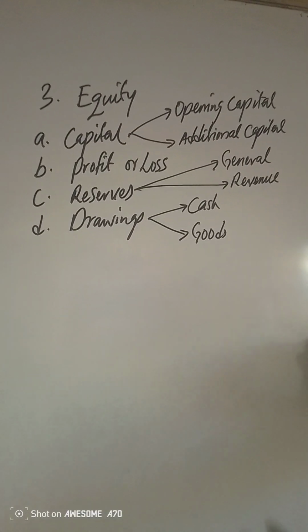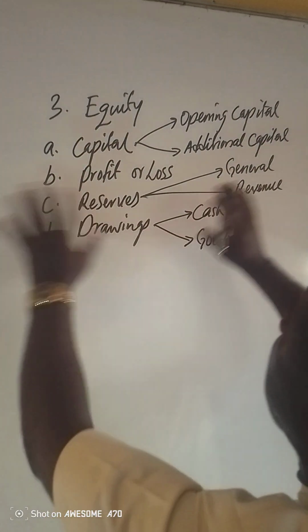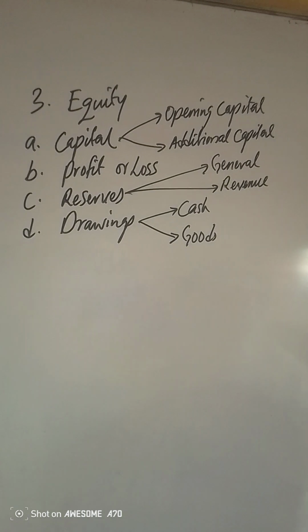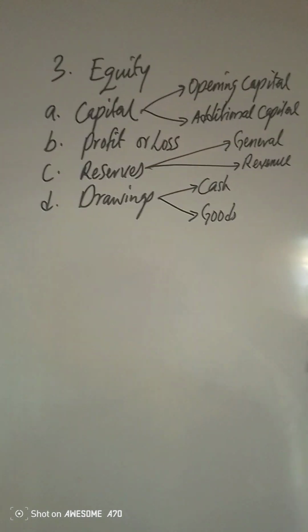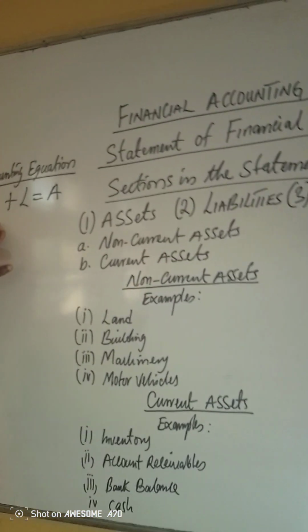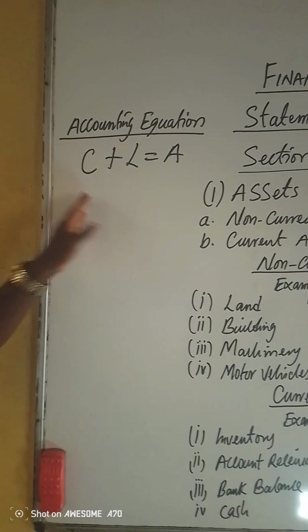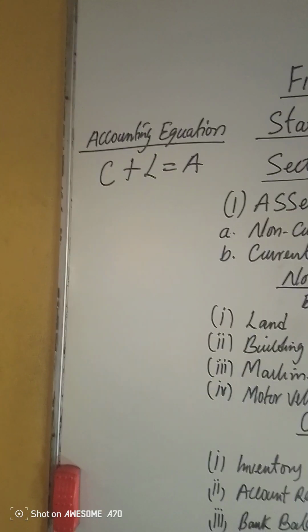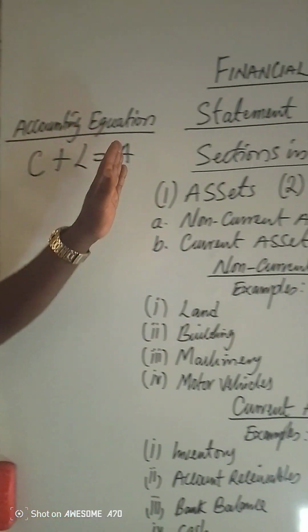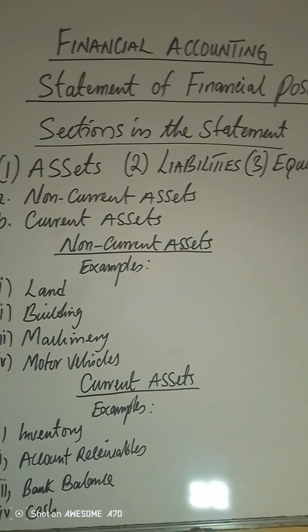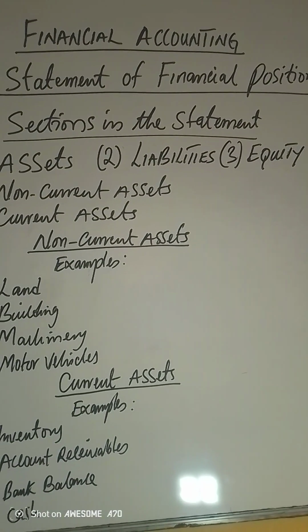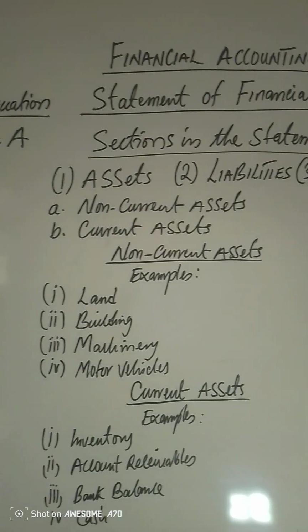So now these are the common items you can see under what is called equity. It is now clear that in accounting, the capital that was introduced by the owner plus all the liabilities, if all things are equal, must be equal to the assets of the business. So these are the sections that we have under the statement of financial position of a sole trader or even any company.